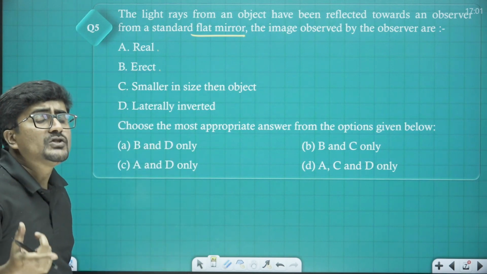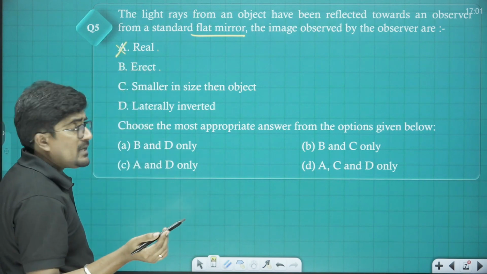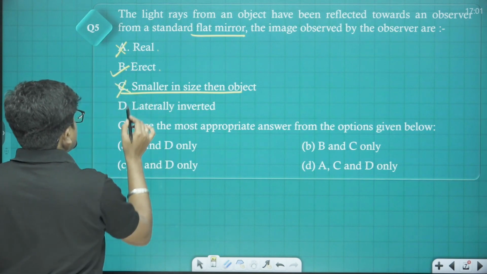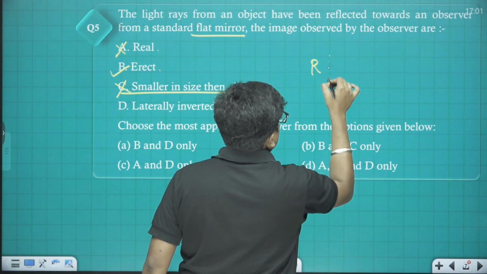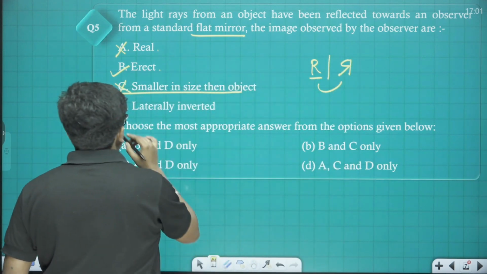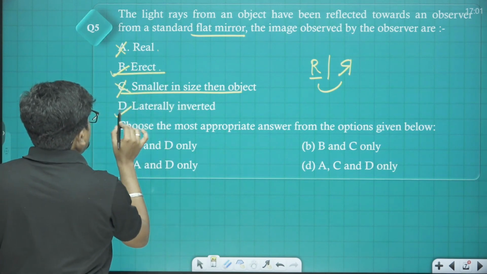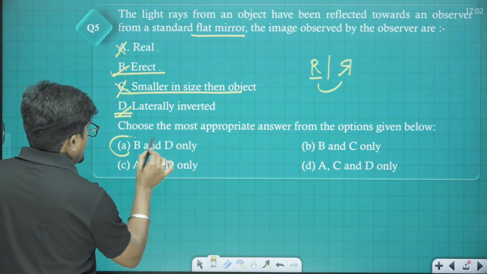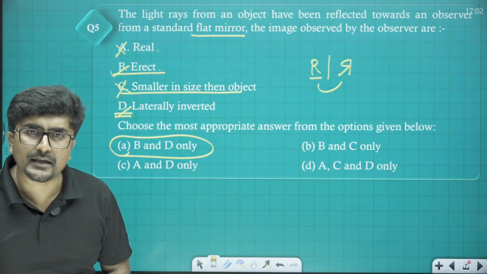Okay, so the image formed by a plane mirror is never real, that's a virtual image. It's going to be erect and there is no change in the size. So this option is wrong. And obviously, as I said in the recap video, if I have an object like this, the image is going to be in this way. So here this is lateral inversion, so lateral inversion is also there. That means statements 2, I mean B as well as D, need to be correct. That means B and D, which means option A must be the correct answer in that case.